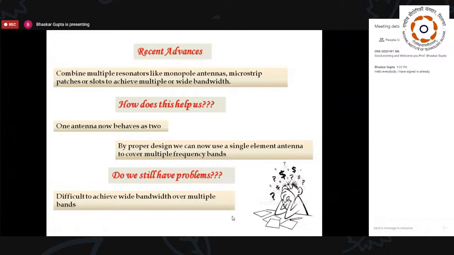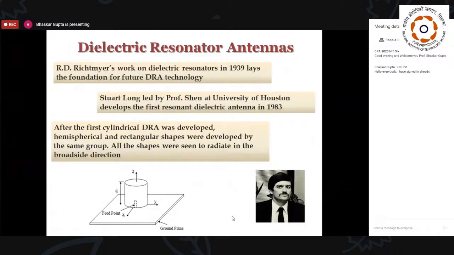So I think we should rather now discuss the problems still remaining. What are the problems? Well, the most fundamental problem is that it is difficult to achieve wide bandwidth over multiple bands. In fact, a multi-band antenna is always a requirement because at different bands there can be different types of application. But in each of those bands we require wide bandwidth. So what's the way out?